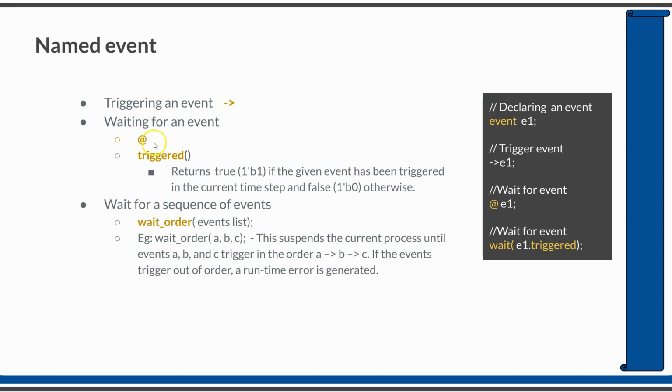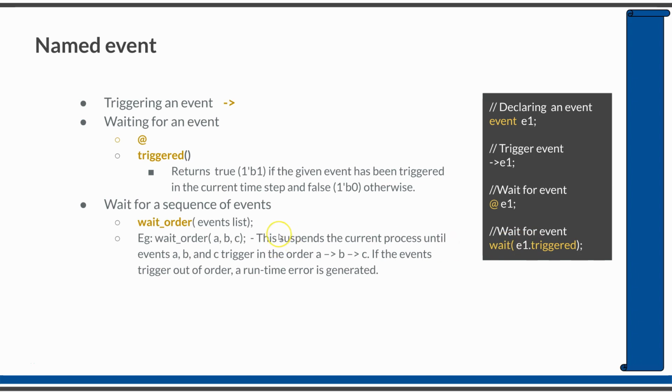Apart from this @ symbol, you can also wait for an event by using the triggered keyword, which comes along with an event instance. So this is how you wait for an event using triggered. With wait, you use the keyword wait, and within the brackets you use event.triggered. Both of these statements in effect do the same task, but this is a more recommended way of waiting for an event.